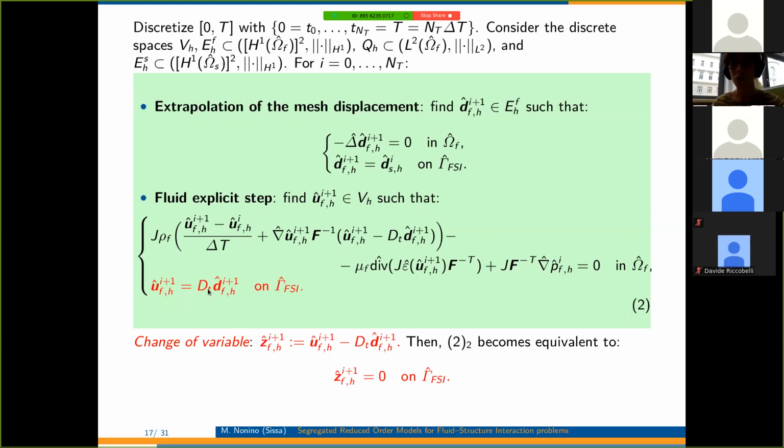And here in red, I highlighted this boundary condition. This is a non-homogeneous Dirichlet boundary condition on the FSI interface. And you can recognize that we are treating the continuity of the velocity at the interface in an explicit way because we already computed the fluid displacement in the previous step. In order to discard this non-homogeneous boundary condition, we introduce a change of variable, a new variable zeta, which is basically a lifting. The reason for doing this is that we can transform the condition 2.2 into an equivalent one, which is a homogeneous Dirichlet boundary condition for the new variable zeta.